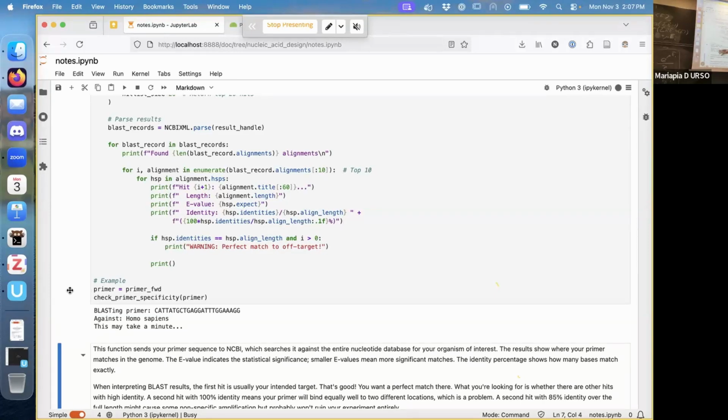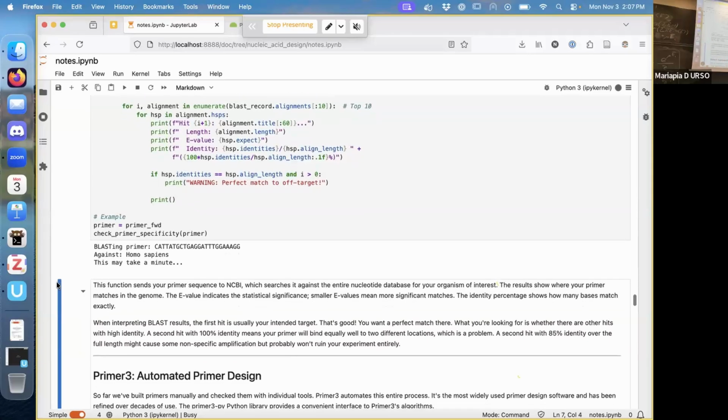Here we're blasting against Homo sapiens, which is a reasonable target because these are the forward and reverse primers for a gene in Homo sapiens. It will come back and tell us what similarities it found. There's a specific value that it will return, which is called the E value. If it's lower, then the match is more significant than if it's higher. But we'll see that in a second, I hope.